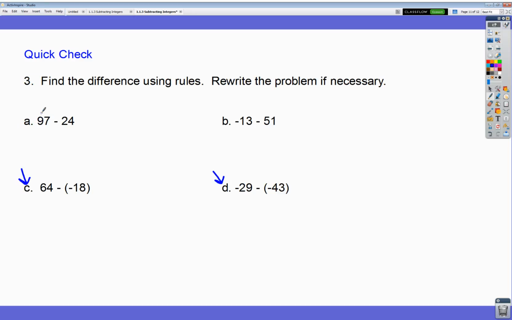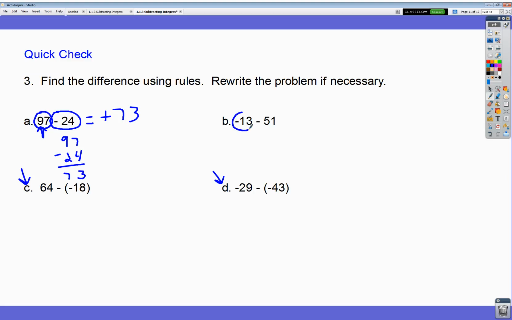Okay, letter A, I'm going to circle the numbers and all the signs. I have positive 97, negative 24. The signs are different, so I'm going to subtract, keep the sign of the larger number, and then I'll be exact. So my answer is going to be positive. 97 minus 24 is 73.